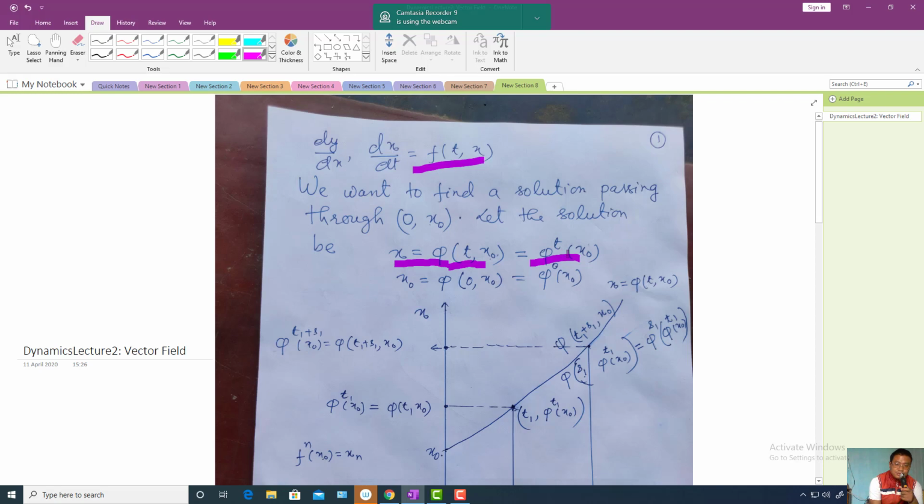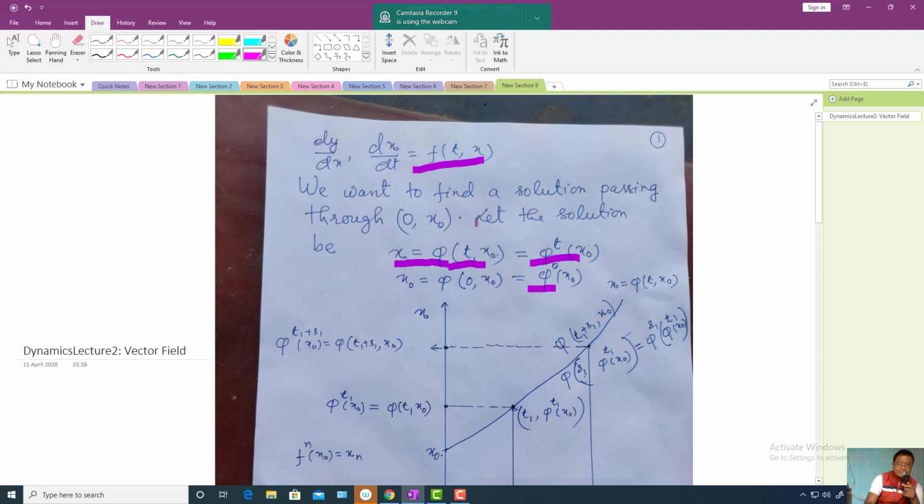Then when t is equal to 0, what is the point? This is a solution, which means what? When you differentiate this with respect to t, you will get this one. And this solution passes through this point. When you put t equal to 0, x should be x naught. So when you put t equal to 0 here, you get x naught. By our notation, this is like this. So this is a solution.